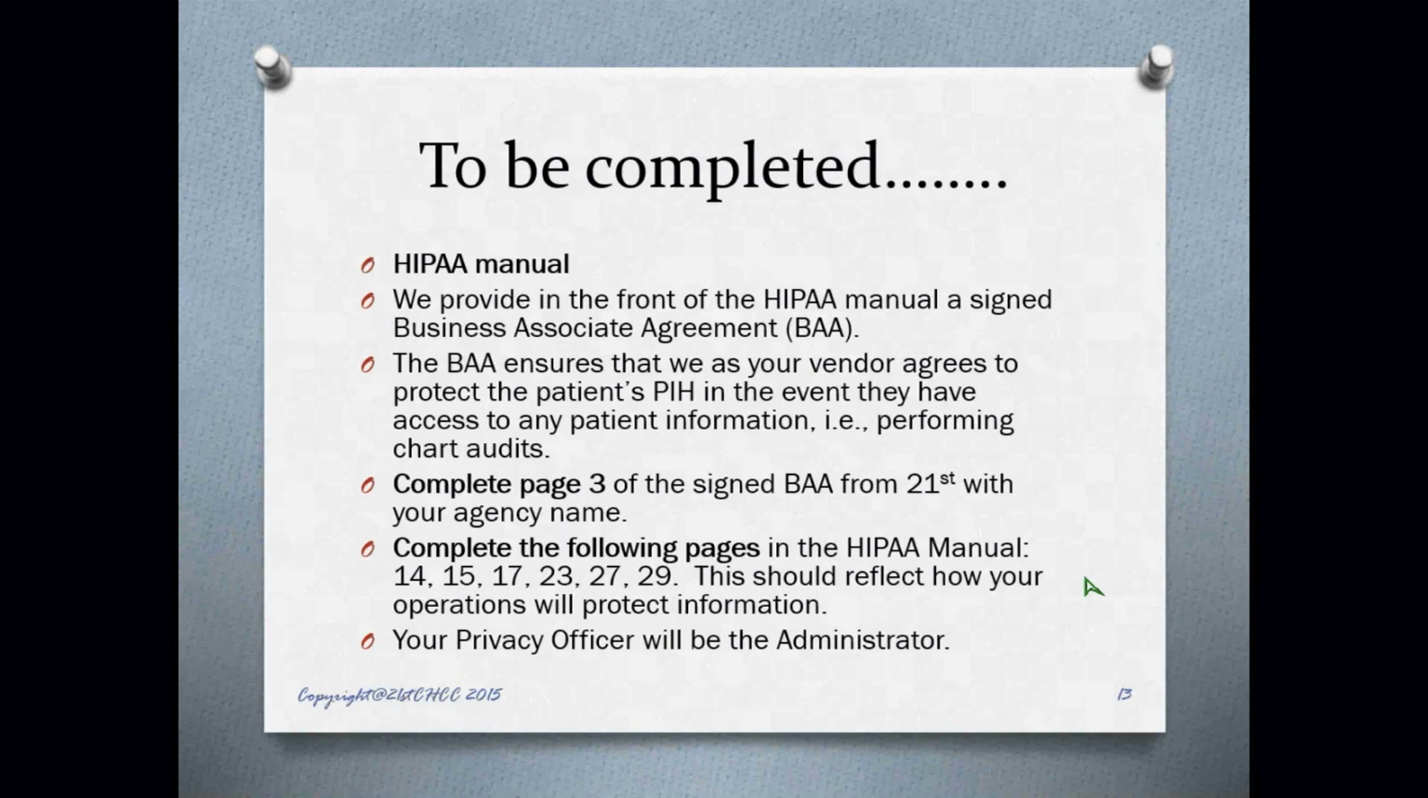We've listed pages there for you to complete in your HIPAA manual. And that should be done by your administrator, who is also identified as your privacy officer. The privacy officer's responsibility is that if any patient, family, or employee files a complaint with your agency that they've had their protected health information violated or breached, you as the privacy officer have to assist them to file a complaint with the federal government. So be aware of that and make sure that that's all complete. We'll look at that with you when we come on site.